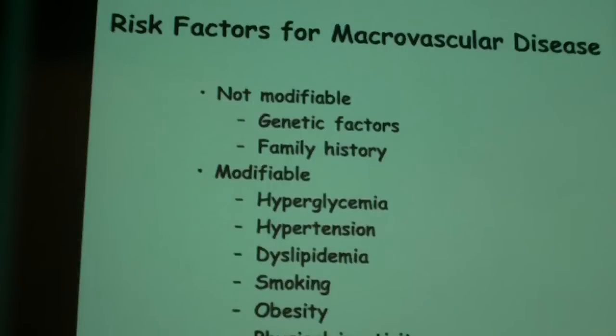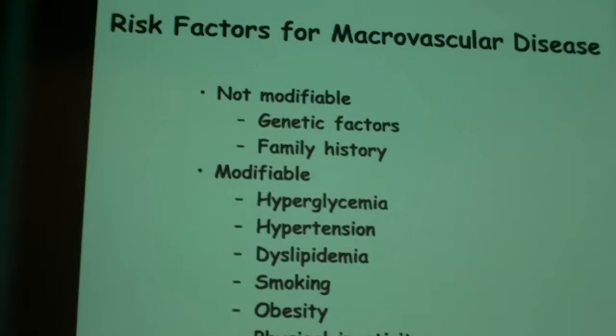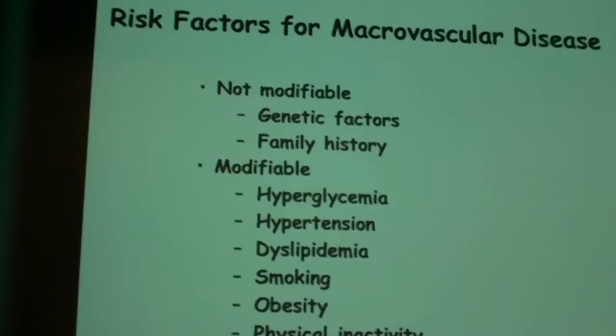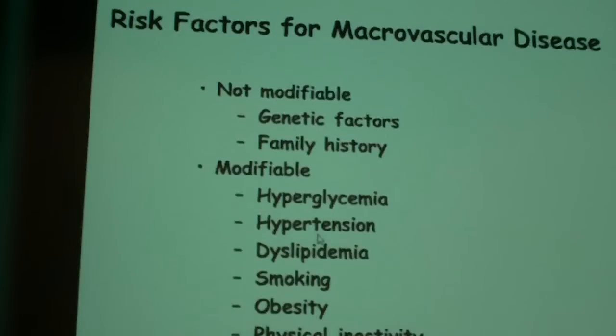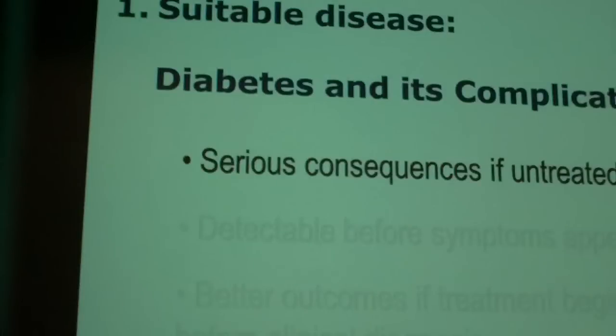So what are the risk factors for macrovascular disease? So the disease related to cardiovascular disease, hypertension, and non-alcoholic fatty liver disease. There are some genetic factors and family history. We call that non-modifiable. You can't do anything about it. And you have modifiable factors: hypoglycemia, hypertension, dyslipidemia, smoking, obesity, and physical injury. I will skip this.